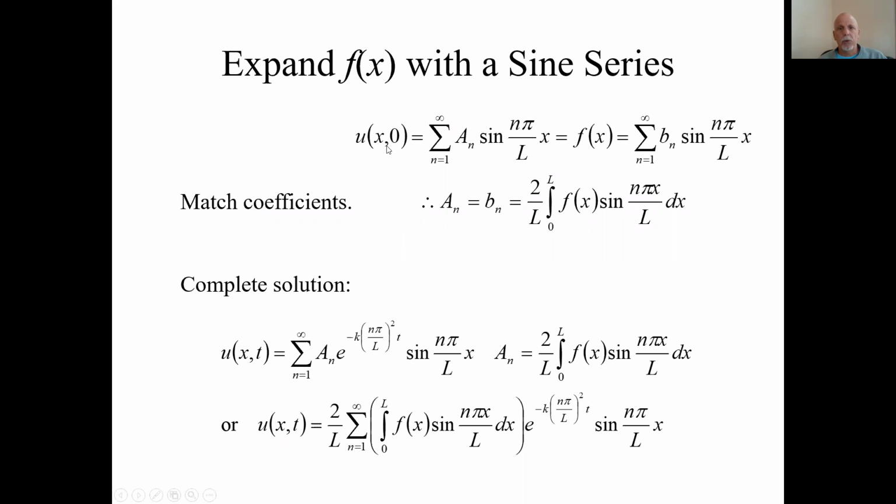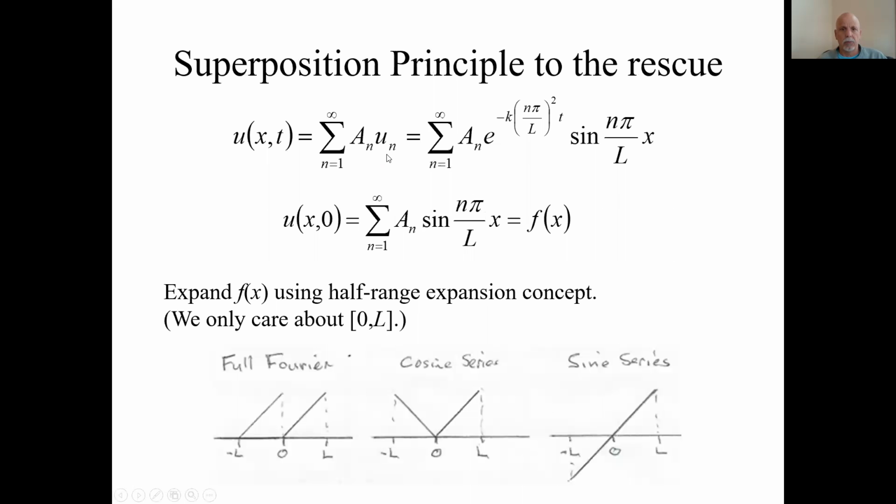But we got to the point where we used the superposition principle. We got a solution that satisfied everything except the initial temperature in the rod. We got an infinite number of solutions. The superposition principle said the linear combination of those solutions is also a solution. So we got this as a general solution.